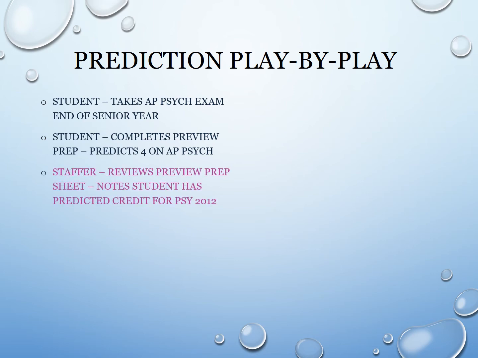So you're going to review the preview prep sheet. You're going to notice that the student has predicted credit for PSY 2012, which is what they would earn if they are predicting a 4. A 4 in AP Psych is going to give a student PSY 2012 credit. Let's say the student wants to major in psychology. This is important because it actually then means the PSY 2012, which is Intro to Psych, is something that we may need to use as a prediction class because the student might want to move forward in that material. If it was a class that was in an area of no interest to the student, then the rest of this prediction play-by-play becomes moot.